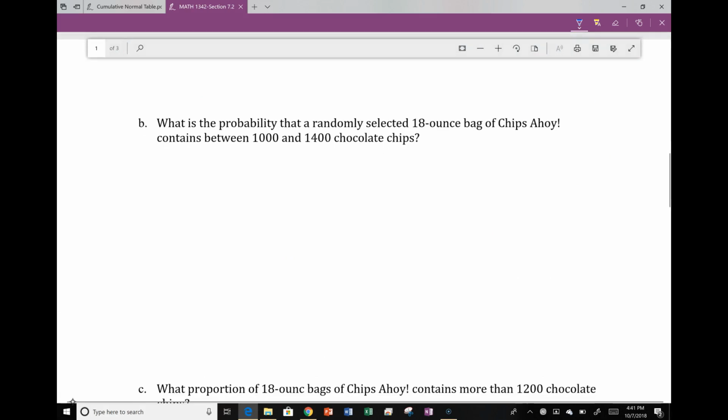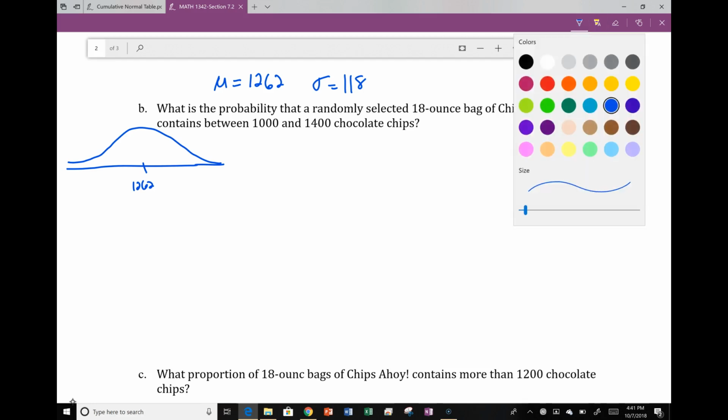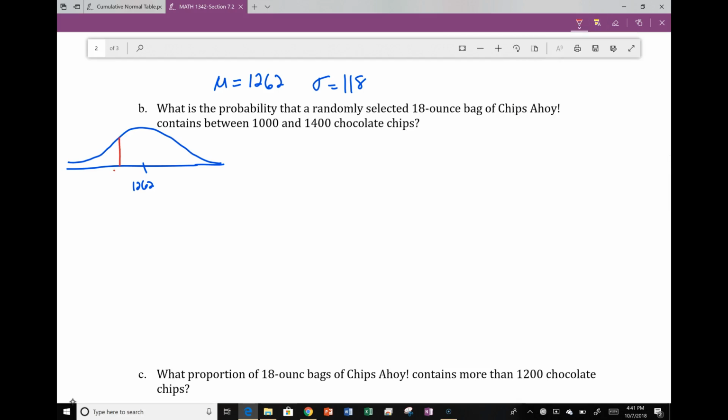Let's look at Part B. Using the same information, our mean was 1,262 and our standard deviation was 118. What is the probability that a randomly selected 18-ounce bag of Chips Ahoy contains between 1,000 and 1,400 chocolate chips? If we look at our table here, this is going to be our 1,262. We want it to be between 1,000 and 1,400, so we want in between here.